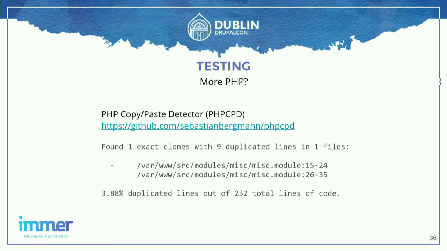Also, what we use is PHP copy-paste detector, which you can also configure a threshold, and then it looks at your code for code you've duplicated more than one time. So this keeps your code DRY. If you have the same 10 lines of code in 3 different places, for example, that's probably a good candidate to abstract away inside a function or inside a class. So the copy-paste detector finds issues like these and enforces that.